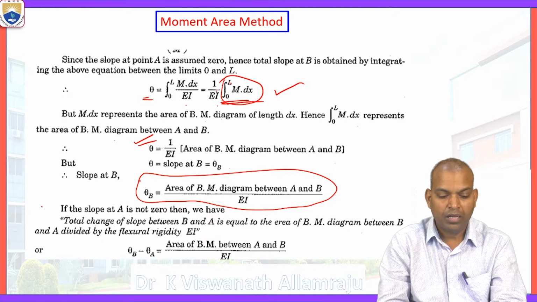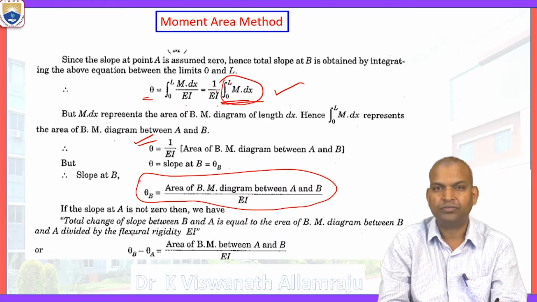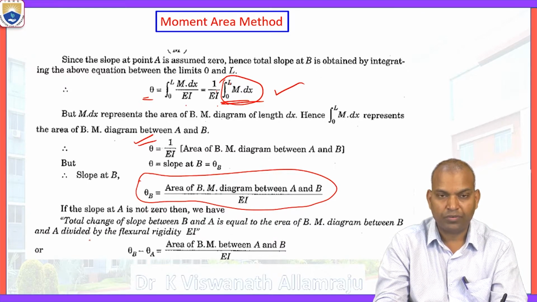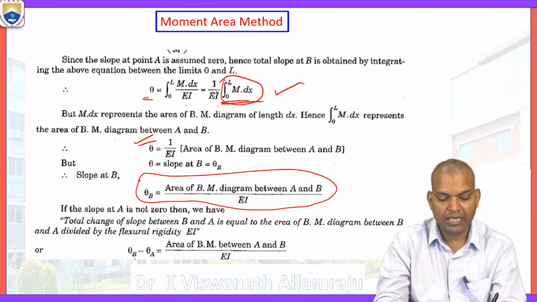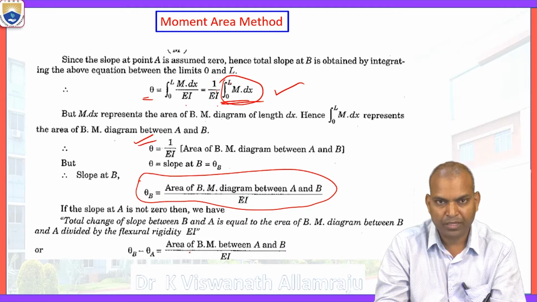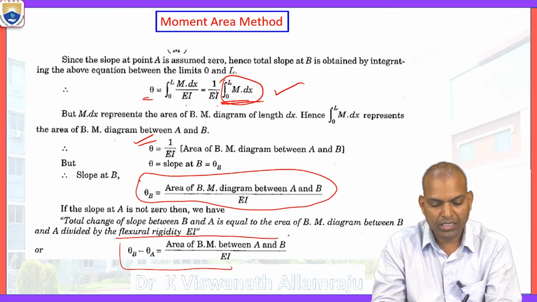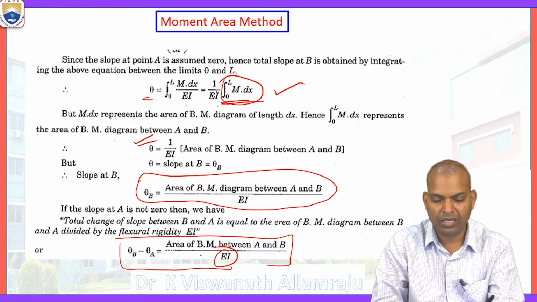We'll see. Now here, if the slope at A is not 0, then we have one more important point. If it is 0, then we have theta B. If it is not 0, then what to do? Then the equation becomes theta B minus theta A equal to the area of the bending moment diagram between A and B divided by EI. What is that EI? So far we did not touch it. This EI is nothing but the flexural rigidity.